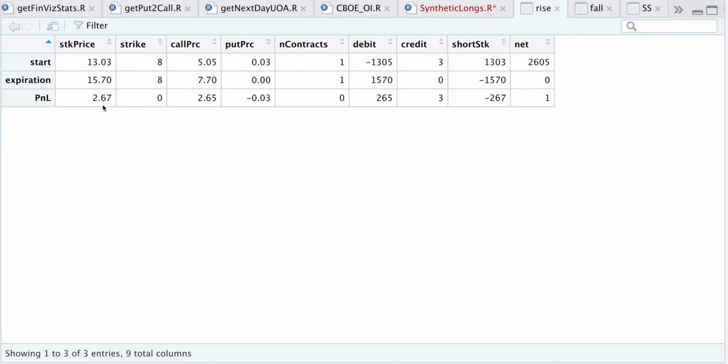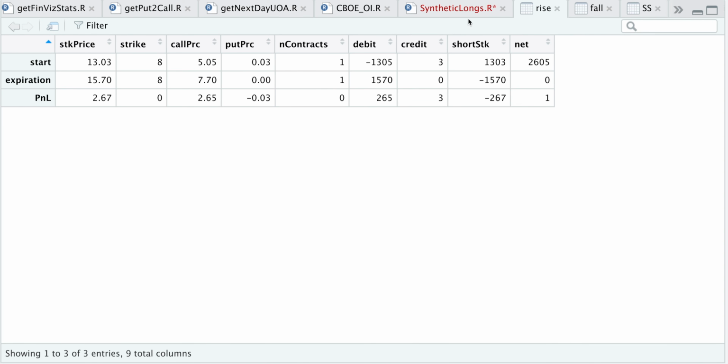So that's the P&L for the stock, P&L for the call and the put. I'm only using one contract. So our out-of-pocket at the beginning was $13.05, $15.70 at expiration, leaving us with 265 in profit, which came from the call side. We received a $3 credit for selling our put. We shorted the stock at 1303, but since it ran up to 1570, we actually lost 267. So if we add these three columns, we net 1, and the total cost of the trade was 2605. So not great returns, but at least we have a guaranteed payoff essentially.